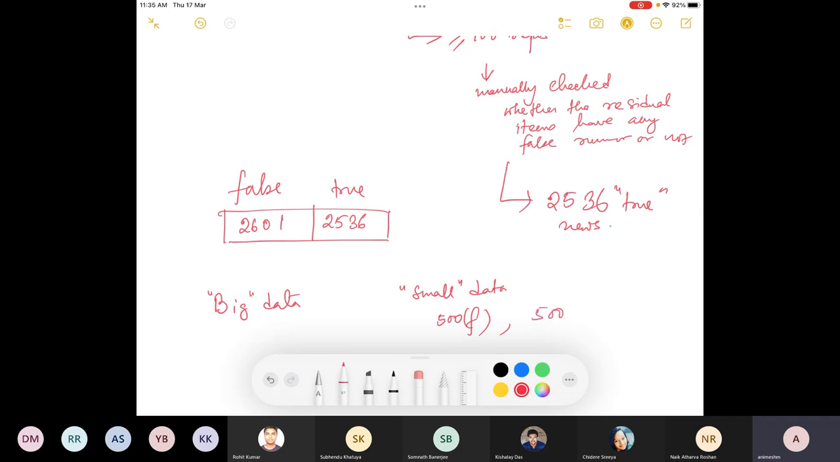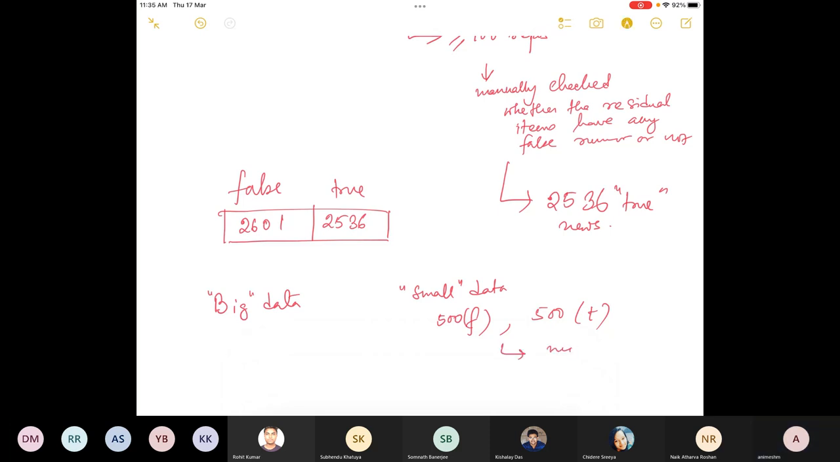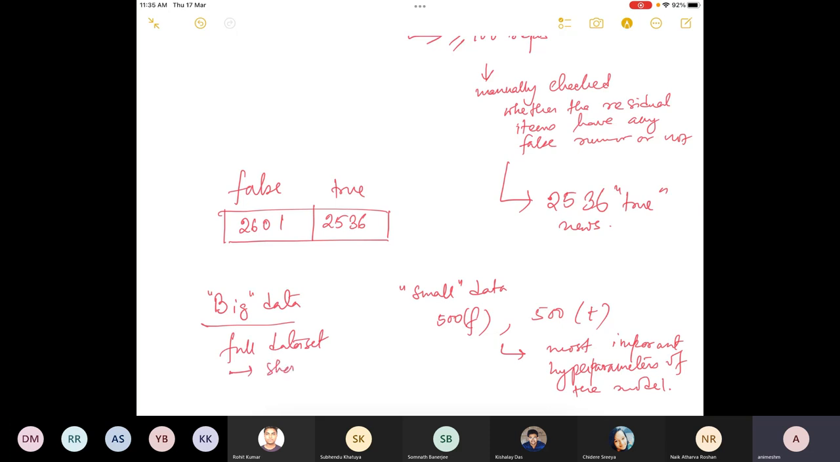Items using which they learned the most important hyperparameters of the model, and the big data is the full data set on which they show their final result.